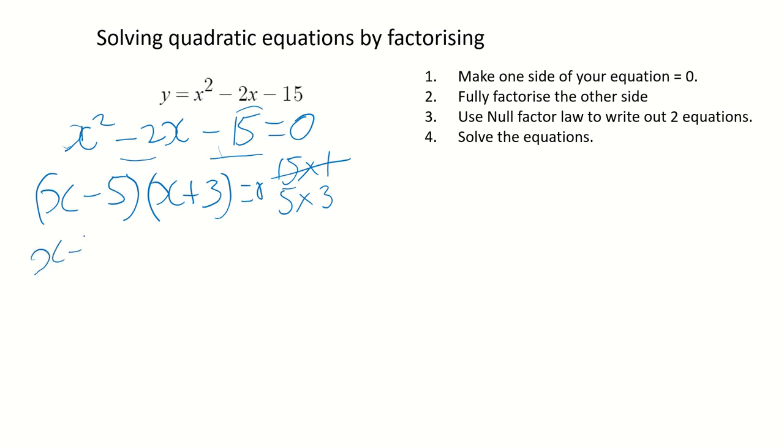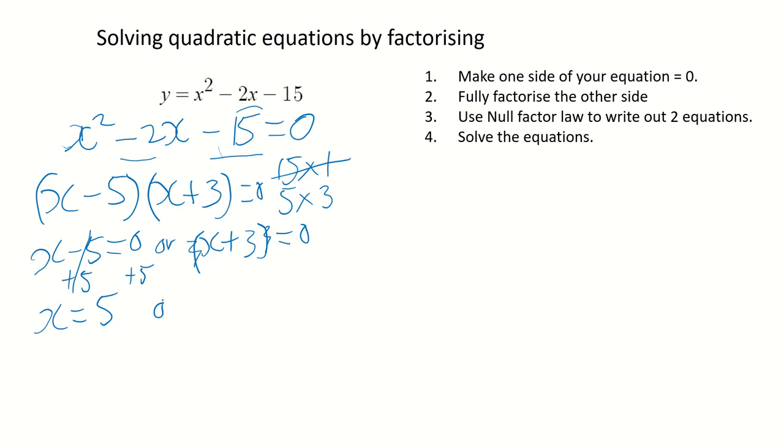So we've factorized it. We're now going to use the Null Factor Law. So x take 5 equals 0, or x plus 3 equals 0. Then we're going to solve these. So we have x take 5, so we're going to do the opposite process, which is plussing 5 to both sides of the equation. They'll cancel and we'll be left with x equals 5. Or, on this equation, we're going to take 3 from both sides. So we're going to be left with x equals -3.